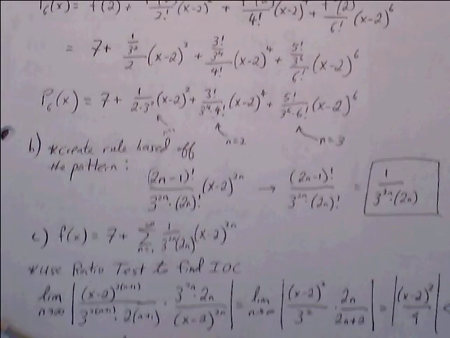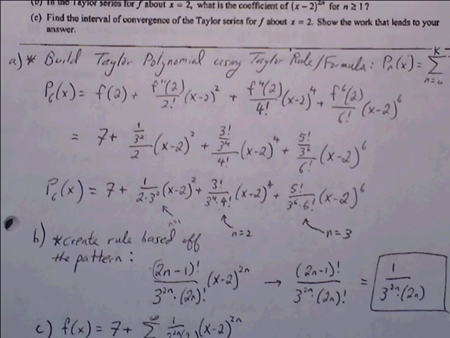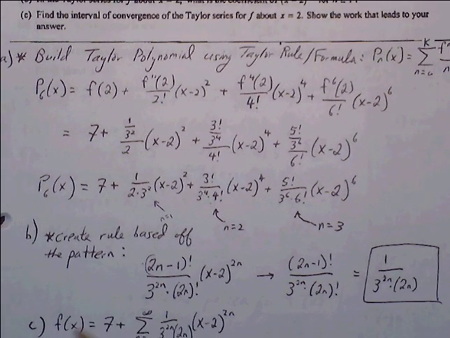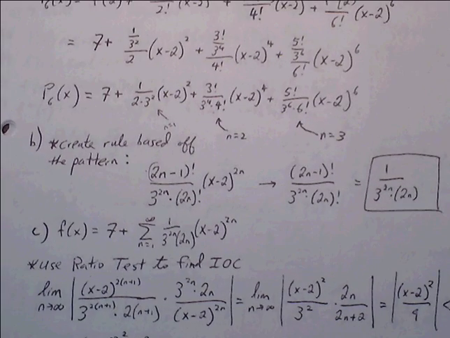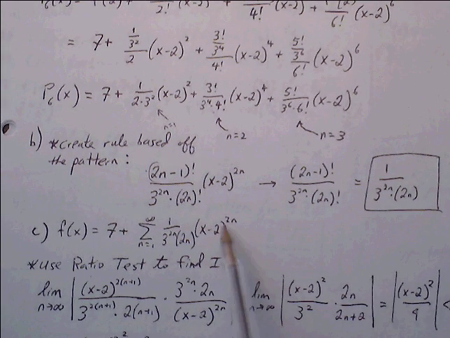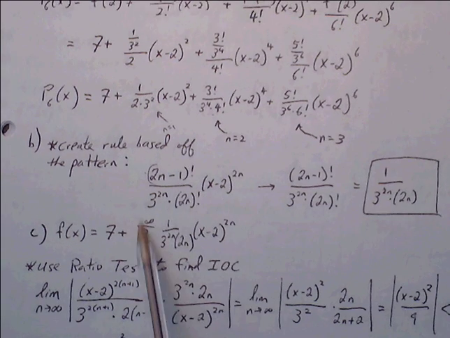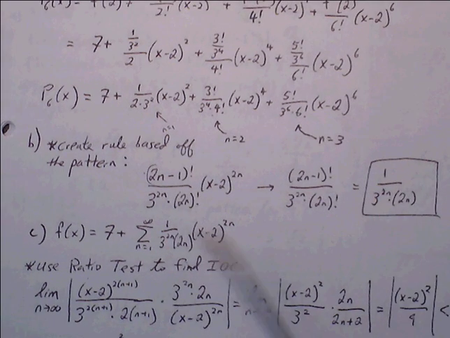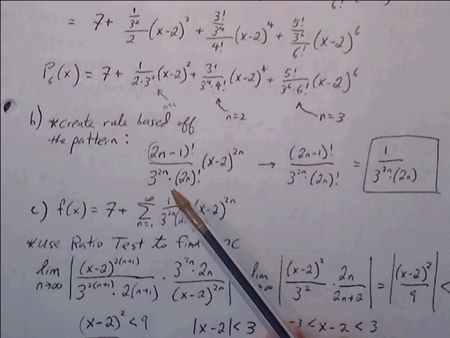All right. Part C says find the interval of convergence of the Taylor series for f about x equals 2. Show the work. So we've created a pattern that we can use for our general term. So here's our general term for f of x. And we can then use the ratio test to find the interval of convergence.